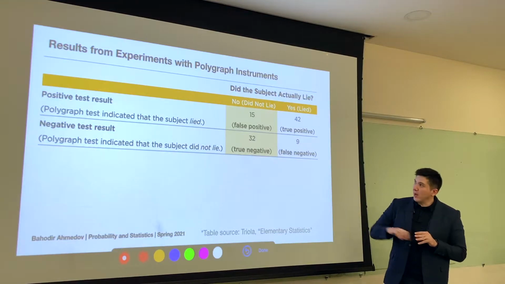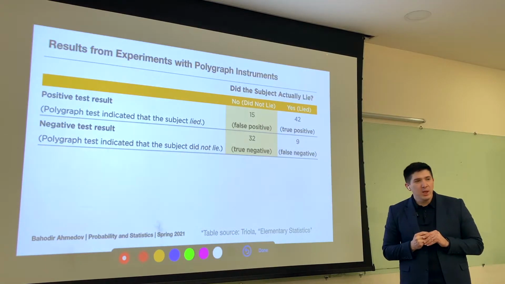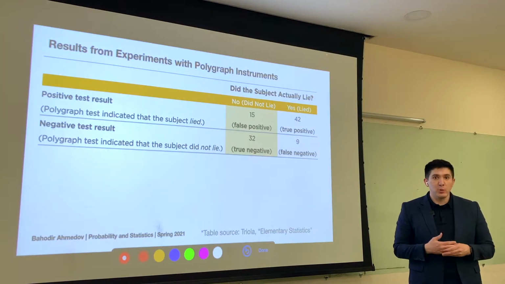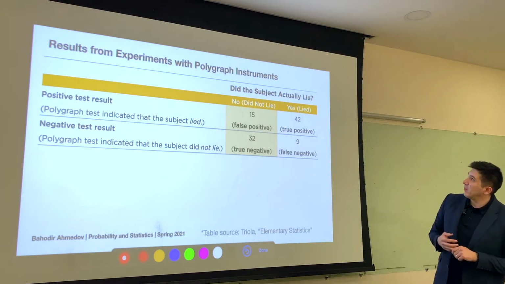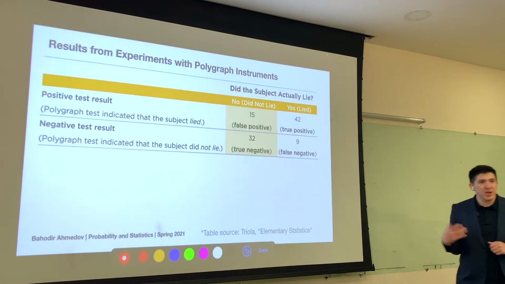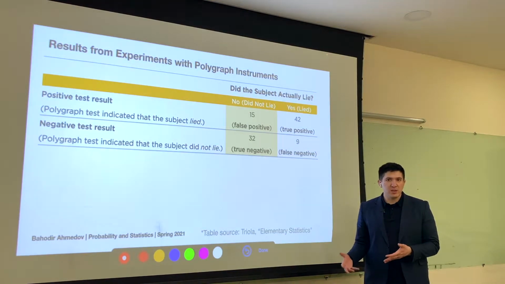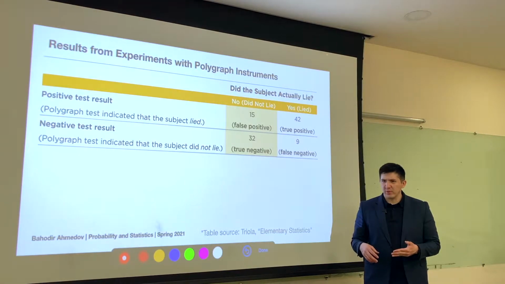Okay. So now we're going to evaluate the probabilities in the same way for this problem. What we did is we collected the results of 98 subjects, 98 persons who went through the polygraph test. The polygraph is an instrument which allows you to identify whether a person is lying to a particular question or not. So you know how it works, right?